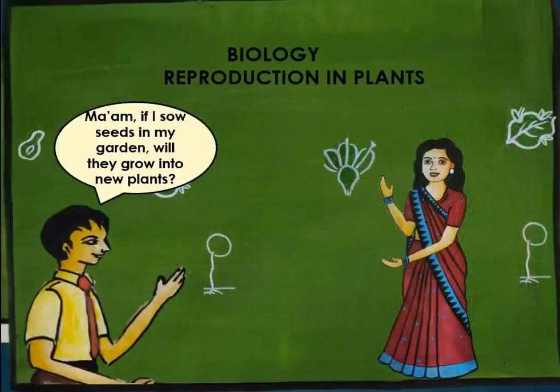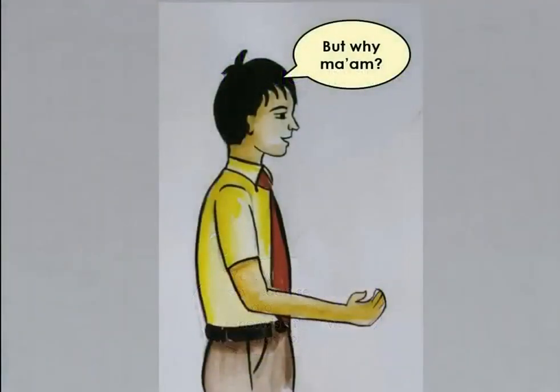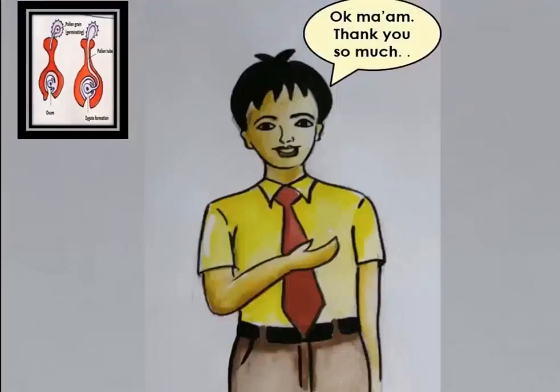Ma'am, if I sow seeds in my garden, will they grow into new plants? Yes, Rohan, why not? But sow each seed at a distance, otherwise they will not grow properly. But why, ma'am? It is because plants grown at the same place compete for water, sunlight and nutrients. So, sow them at a distance. Okay, ma'am. Thank you so much, ma'am.